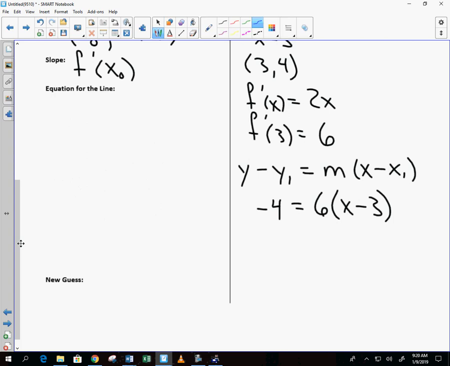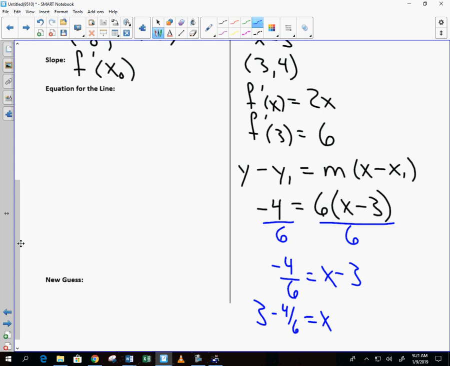Okay, I would like to be able to find x. What would you do in order to solve for x? Divide by 6? So negative 4 over 6 is equal to x minus 3. What would you then do to both sides? You would add 3, and you would get 3 minus 4 over 6 is equal to x. Or 3 minus 2/3, which is 2 1/3, or 2.3 repeating. So we said right away that 2.5 would be our next guess. Newton's method gives us a much more accurate guess, that guess being 2.3 repeating. You see it?